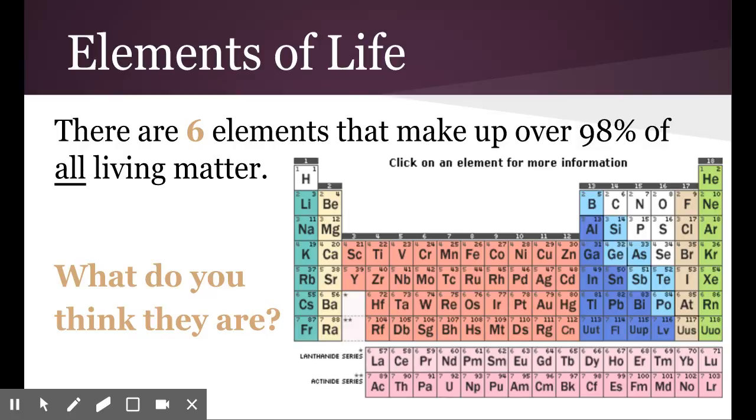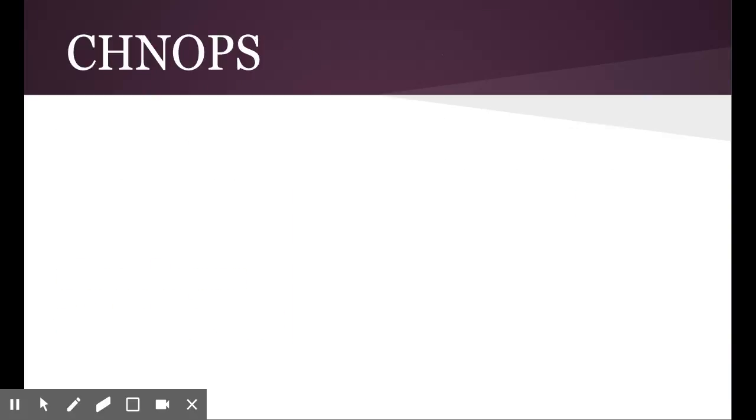The first thing we need to do is, when we look at living matter, the stuff that makes up living things, we find that there are 6 elements that make up over 90%, about 98%, of all living matter. So I want you to think right now, see if you can figure out what some of these might be. Maybe you got a few of these. The acronym we want to use to remember this is CHNOPS. It's a silly non-word, but it'll help you to remember these 6 elements.